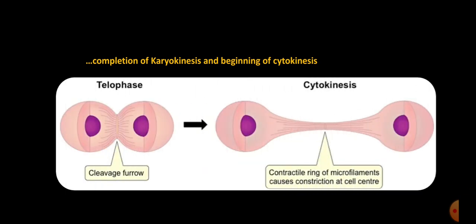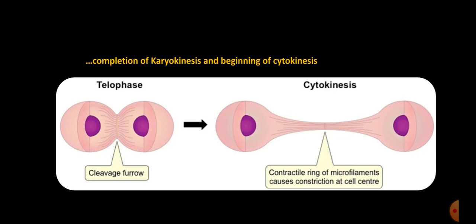Now the karyokinesis, that is the division of the nucleus, is completed and the cytokinesis starts. What is cytokinesis? It is the division of the cytoplasm, right? Now actually there are 2 methods of cytokinesis. In animals, a notch is formed at the outer side of the cell and slowly it moves towards the center, whereas in plant cells, a cell plate is formed in the center and it moves towards the outer side.